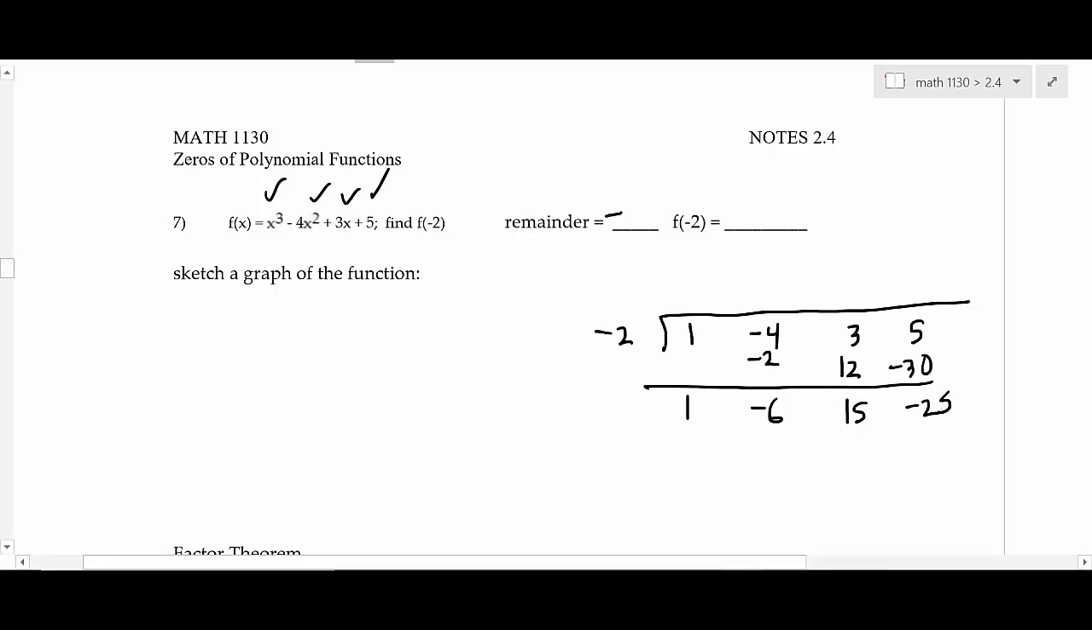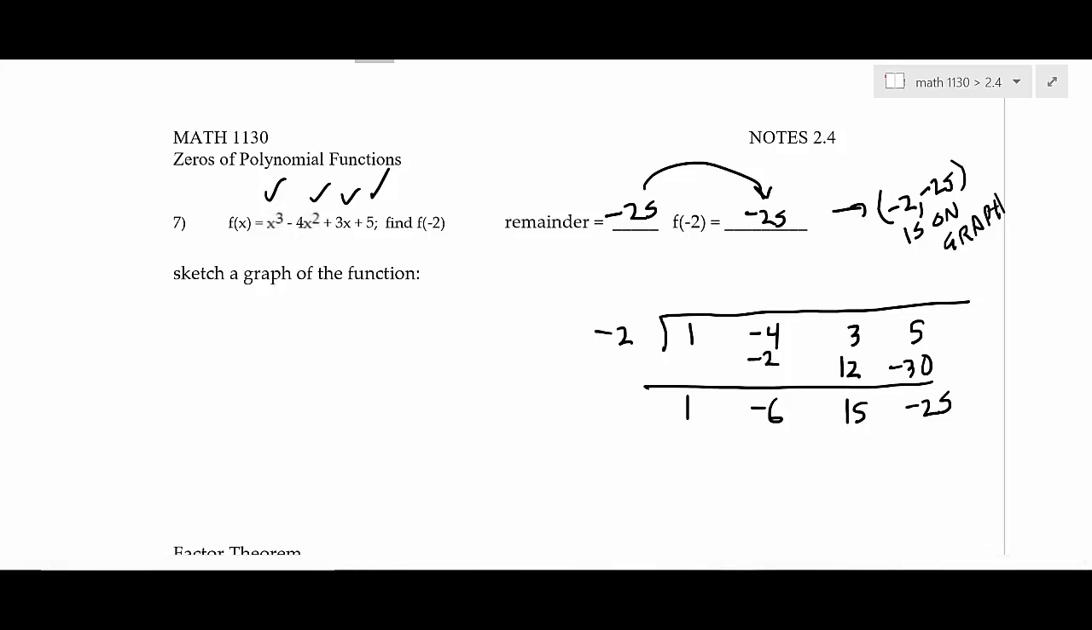Okay, so we'd have a remainder of -25, which means that f of -2 is -25, which ultimately just means that the point (-2, -25) is on the graph. Okay, that's what that is. So synthetic division is used, and it's very useful for quickly finding function values like that. Okay? All right, I'm not going to have you do anything with the graph on that.